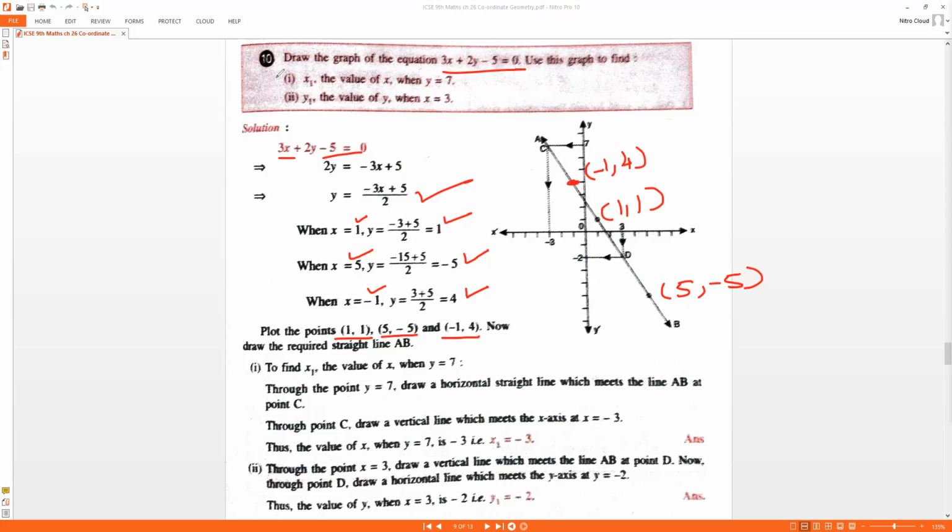Now let us try to answer these questions. Use this graph. Don't calculate. Use this graph to find x1, the value of x. X1 means some value of x when y is 7. How will you do this? Please pay careful attention. This is very simple.